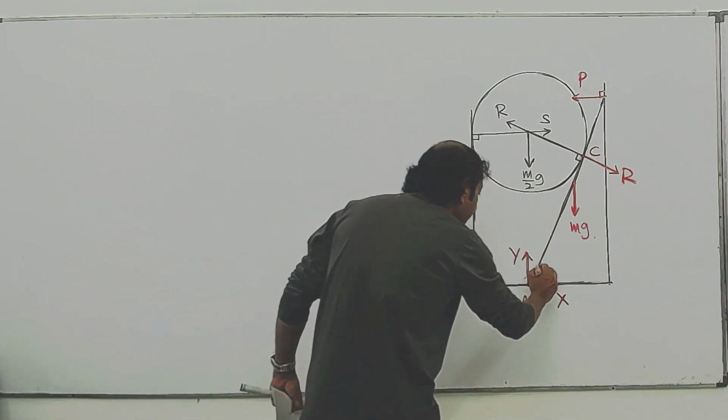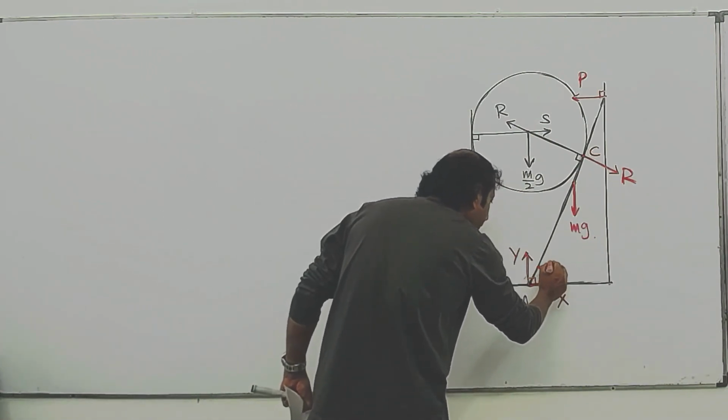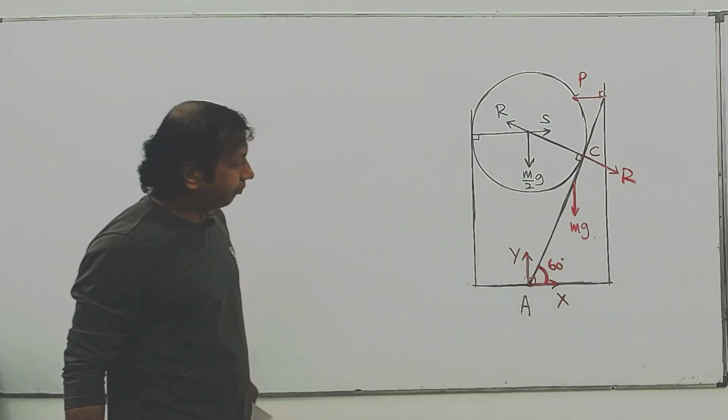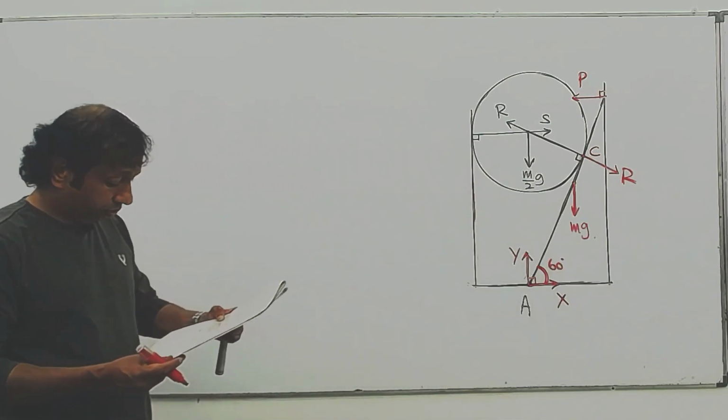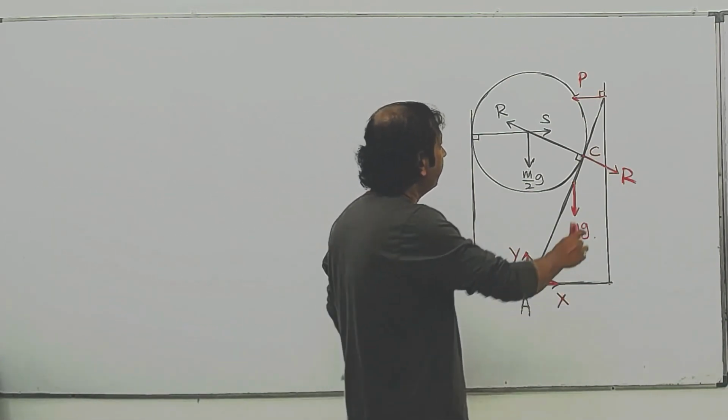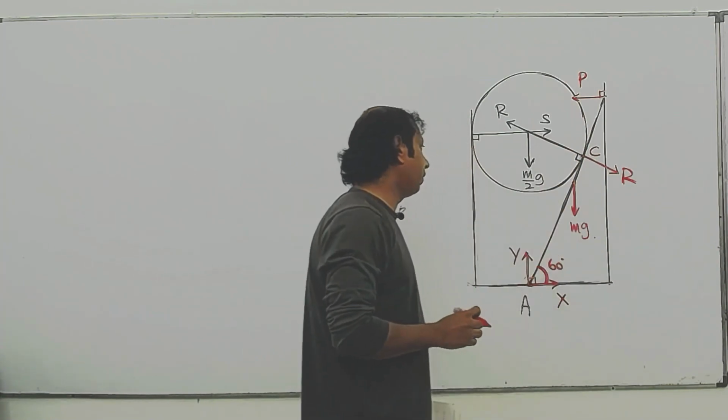Now, this angle is given as 60 degrees. Right. Now, what is it asking, people? It is asking for this P. Right. We can do it like this very easily.